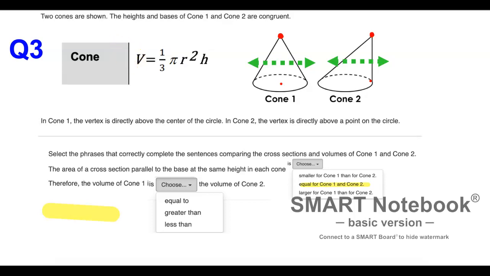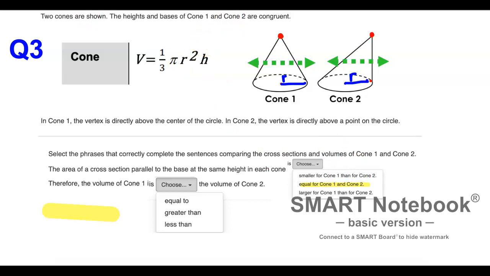So remember, the radius is the distance from the center of the circle to the perimeter. So in each of these cones, since they have a congruent base, the radius would be the same in cone 1 as it is in cone 2. So we know for each cone, whatever number we substitute in the volume formula for radius, it's going to be the same for cone 1 as it is for cone 2.